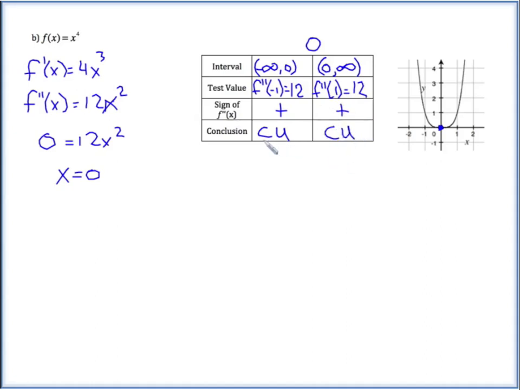So if we had concave up to concave up, this is not a point of inflection, because the concavity did not switch at 0. Alright, so that is how to determine points of inflection of a function.